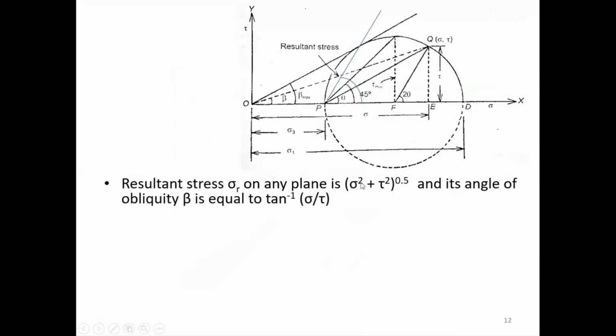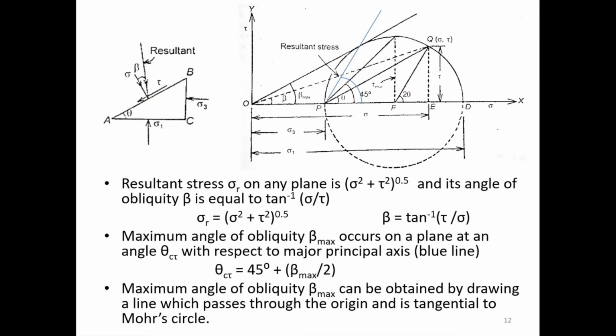Now the resultant acting on that plane, or let me say any plane. Do you remember this figure? The resultant acting on that plane AB inclined at an angle theta to the horizontal: I had my normal stress sigma, I had my shear stress tau. So this was my resultant. How do you find out this resultant? Very simple equation. That resultant will be root of sigma square plus tau square. We have seen that. And this beta is my angle of obliquity. How much will be that beta? Again, very simple, tan inverse of tau by sigma. Consider this triangle.